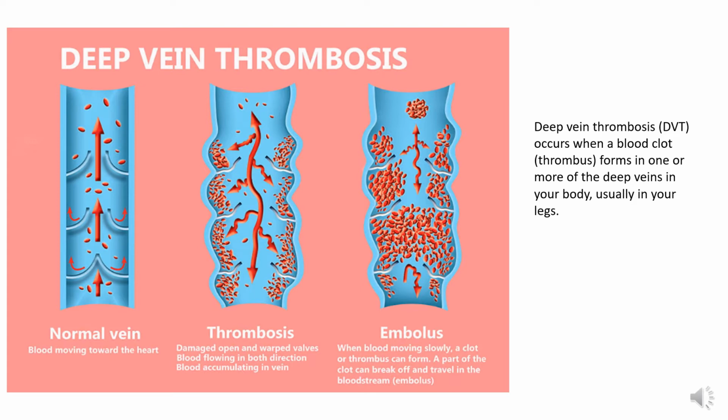You can tell in our graph here on the left, the normal vein, blood moving toward the heart at a normal pace, rate, all that good stuff. In the middle section, the thrombosis stage, damaged, open, and warped valves occur, blood flowing in both directions, and blood accumulating in the vein. As this increases, you move to the embolus stage, when blood moving slowly, a clot or thrombus can form. Part of this clot can break off and travel in the bloodstream, known as an embolus. That is what flows through the heart into the pulmonary arteries.